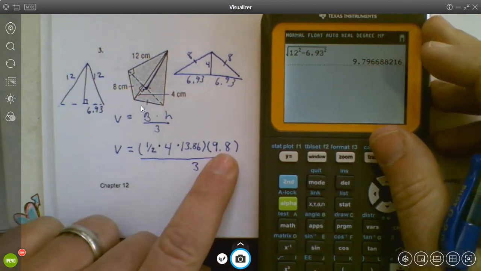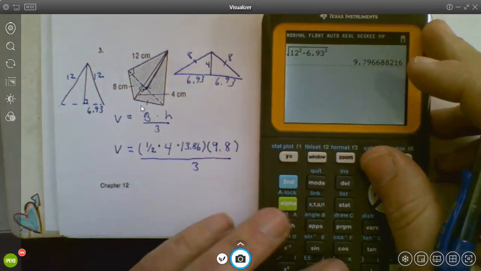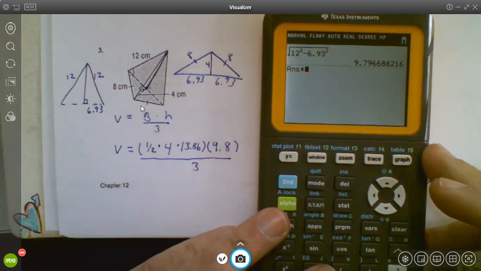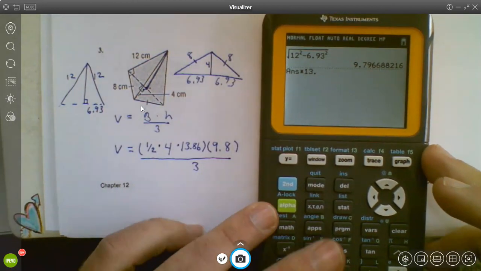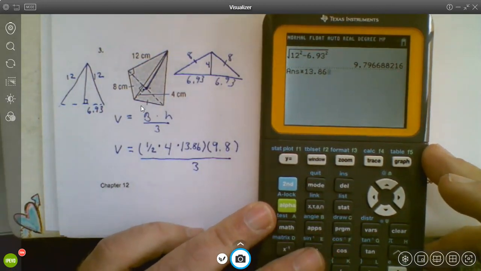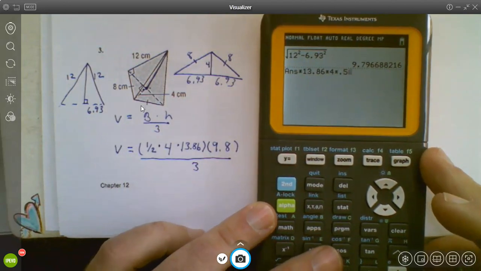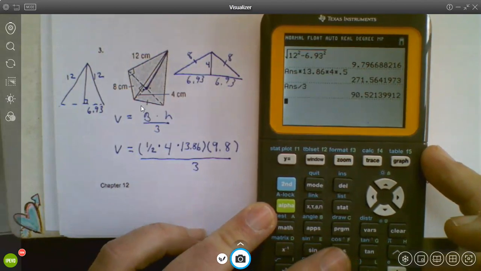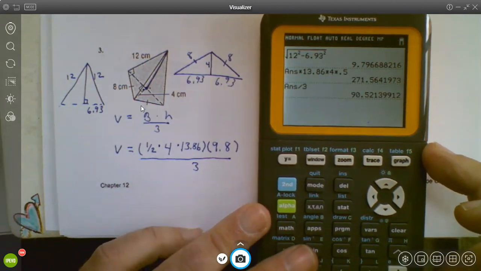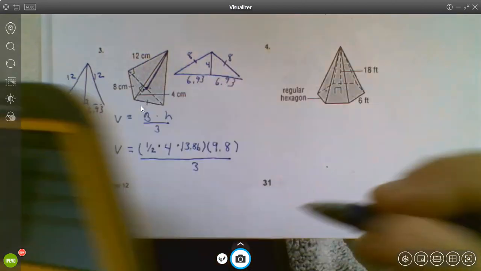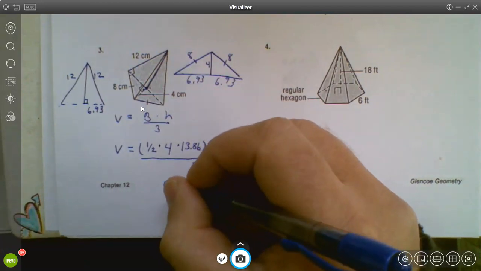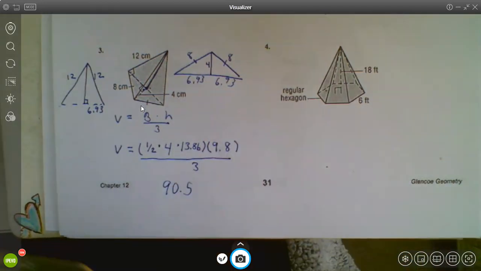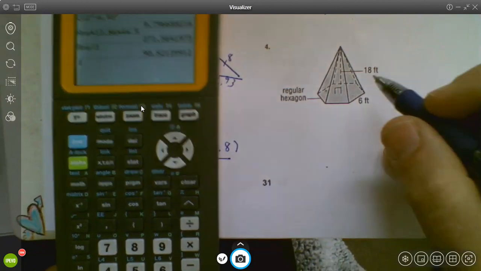So let's take this and just multiply all this out. I'm going to take my 9.8 times 13.86 times 4 times a half and divide all of that by 3. And that should be our volume. So 90.5. Tough one. Okay, let's jump over to this.